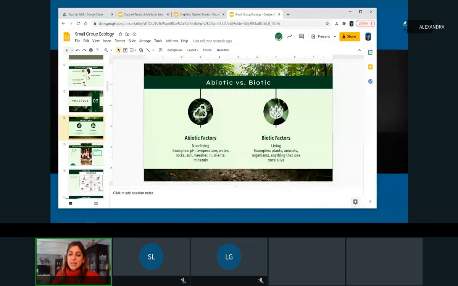So examples of abiotic factors are pH, temperature, water, rocks, soil, weather, nutrients, minerals, basically anything that has never lived, that will never live. Then we have biotic factors, and that means that it is living. Examples are plants, animals, any type of organisms, and anything that was once ever alive, right? So a leaf that is just on the ground, no longer attached to a tree, is considered biotic, right? A decaying or decomposing bird is considered biotic. So anything that was once alive is going to be considered biotic.